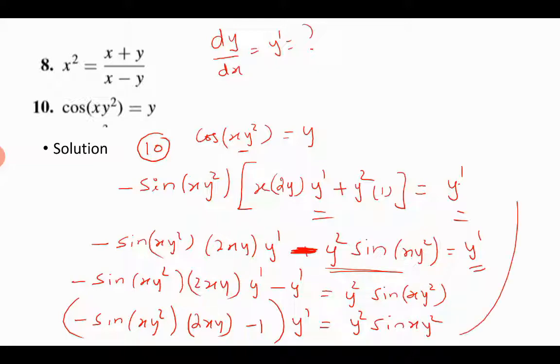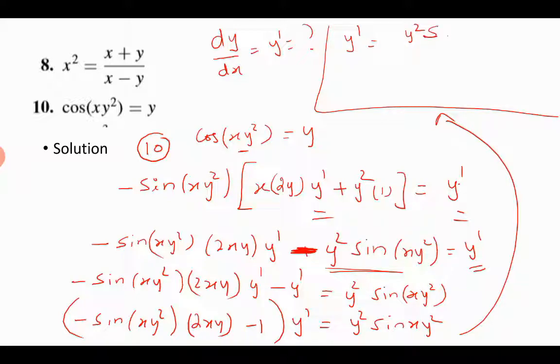So I'm writing the solution here. So y prime on the left, on the right side the numerator is y square sine of x y square. In the denominator it is negative sine of x y square into 2xy minus 1. That's it. That's the end of this problem. Try problem number 8 in your own way.